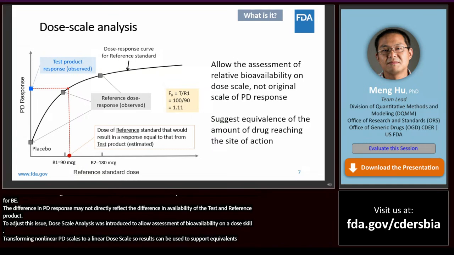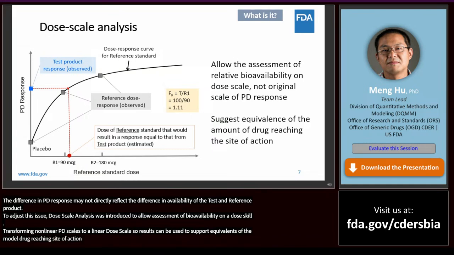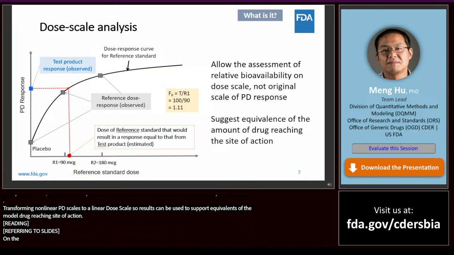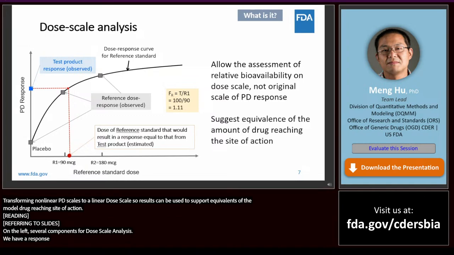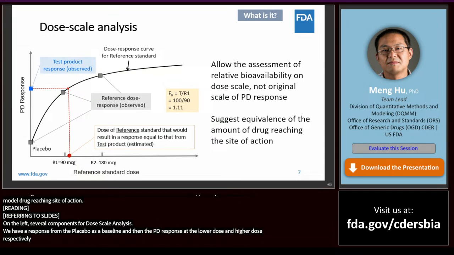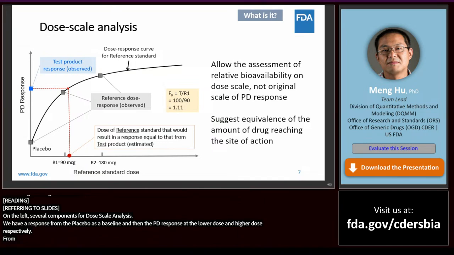As shown in the left side panel, there are several components for dose scale analysis. First, we will have a response from the placebo as a baseline, and then PD response from the reference product at the lower dose and higher dose, respectively, shown as 3 small gray squares in the figure. From this, we can fit a dose response curve for a reference product.